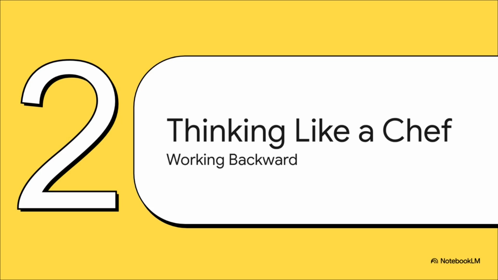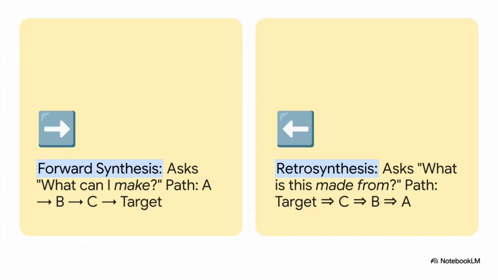It's genius. And this slide, it just lays it all out, doesn't it? The mental shift is huge. Forward synthesis is all about asking, what can I make? It's exploratory. But retrosynthesis, that's all strategy. It starts with the target you want, and it asks a much, much more powerful question. What is this made from? And just like that, the path changes from a hopeful guess into a logical, reverse-engineered plan.